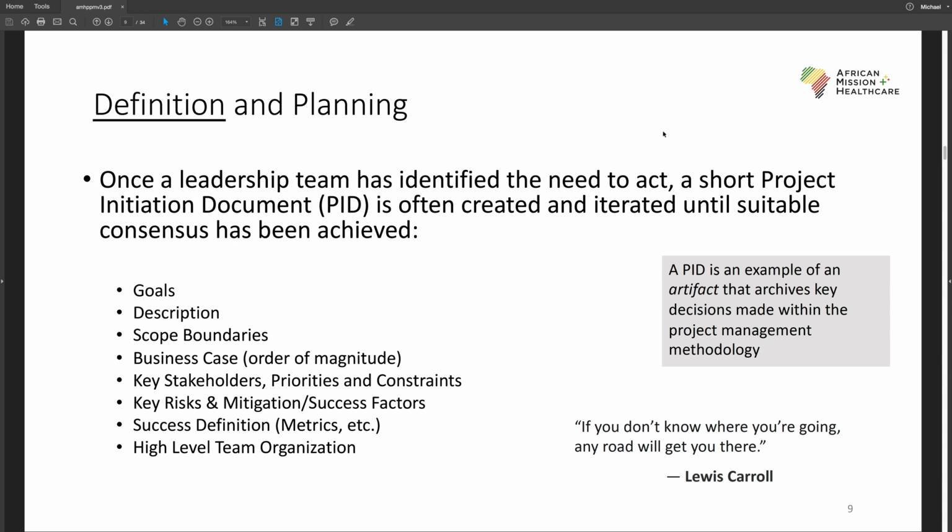But the project initiation document really is something that's created as soon as a leadership team or a group of people decide that we have to take action and that the action requires some forethought. And the key sections of a project initiation document, and we'll go through a detailed example in a few minutes, are the goals of what we're trying to accomplish, a description of what the project is about. Sometimes a short description and a long description are needed. Scope boundaries, what's in and what's out.